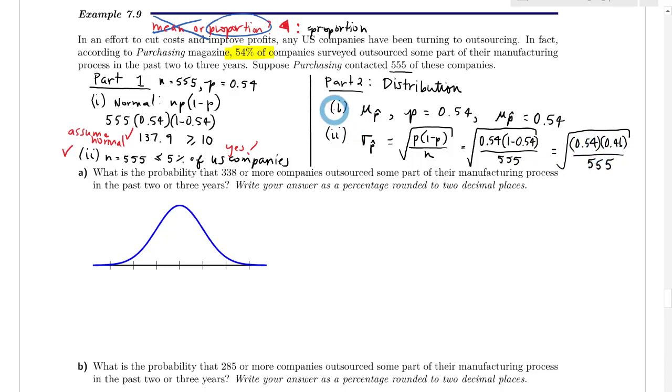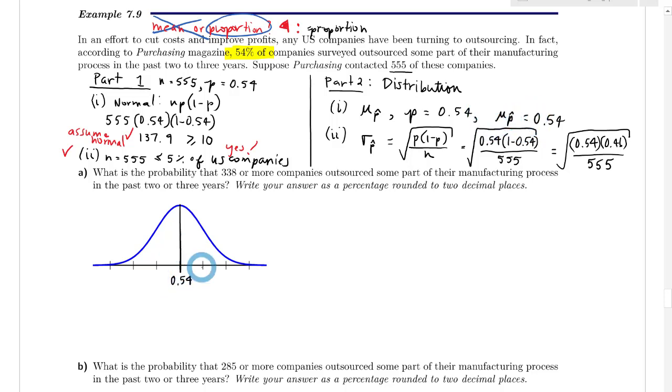Okay, so I have my distribution, have my little preliminary. Let's go ahead and finally start the problem. So exciting, right? So what is the probability that 338 or more companies outsource some part of their manufacturing process in the past 2 or 3 years? Write your answer as a percentage rounded to 2 decimal places. So now I've done all this preliminary, so I can just go dig into the problem now. So the first thing I'll do is actually write here the mean, which is the proportion 0.54, which we got from here, part 2, 1i part 2.